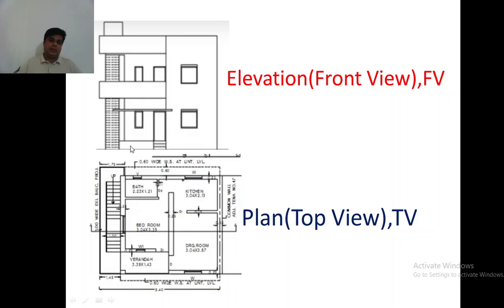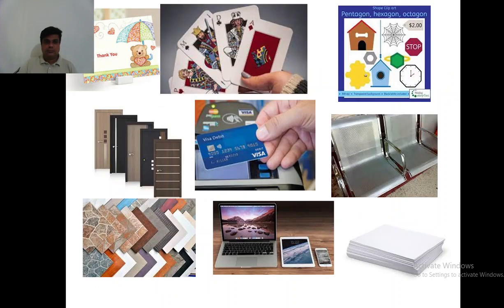This is the top view. And this is the front view. In the front view, you can see only the width of the house and the height of the house. Whereas in the top view, you can see only the width of the house and the breadth of the house. So in the top view, I cannot see the height of the building or the height of the object.